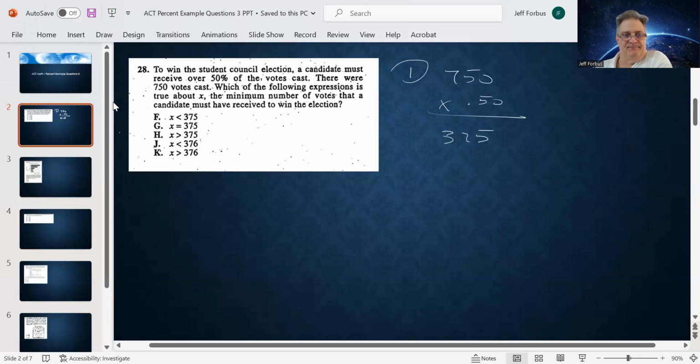So it says a candidate must receive over 50%. So it's got to be greater than 375. So X must be greater than 375. And that's going to give us answer choice H. All right, let's move to the next question.